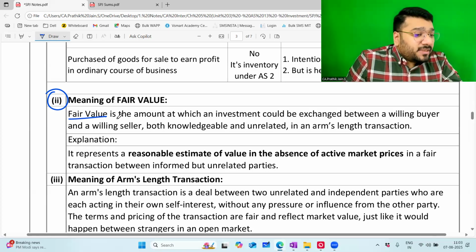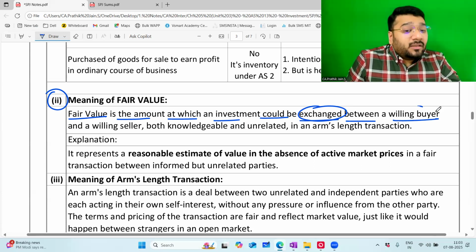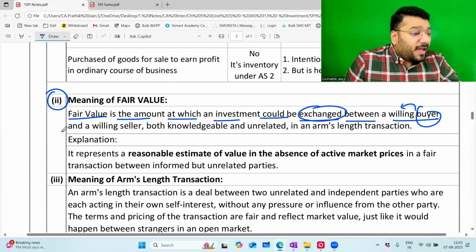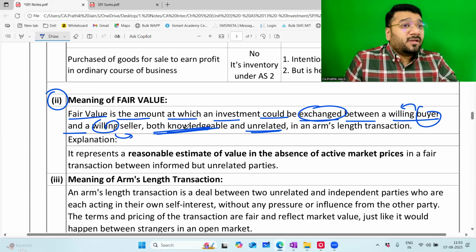So fair value is the amount at which investment could be exchanged. Investment could be exchanged means what? Bought and sold. Between the willing buyer. Willing buyer means what? The buyer is willing to buy and the seller is willing to sell. Both knowledgeable and unrelated. Both knowledgeable means what? Both should have a fair idea about what is the market price. You have to be reasonable.